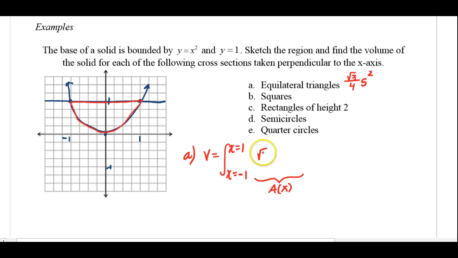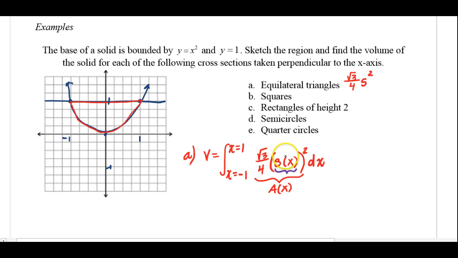So I can go ahead and substitute in radical 3/4. And what I need right here is s as a function of x. So I'm going to go ahead and write that intermediate step, at least for now. So what I need is the side length of my equilateral triangle as a function of x. And then I'm going to have that squared, dx. So now what I'm in search of is s of x, the side length of my equilateral triangle.